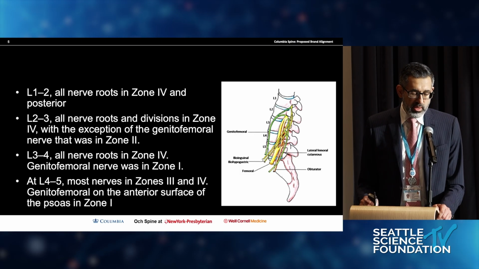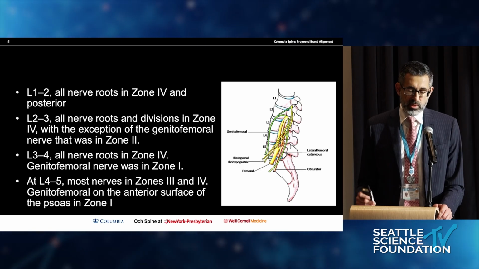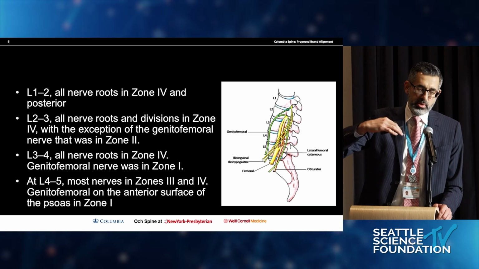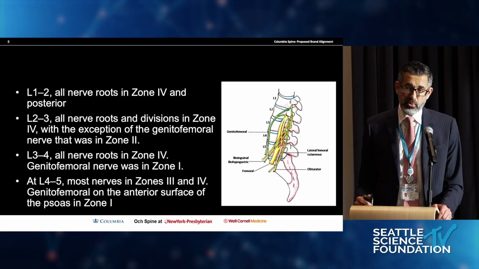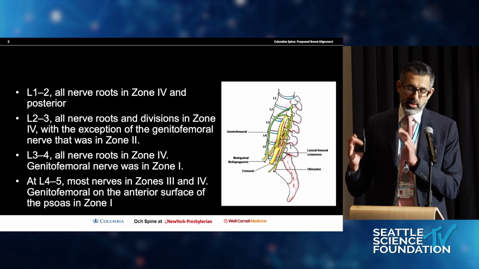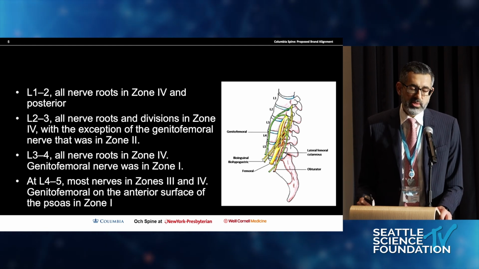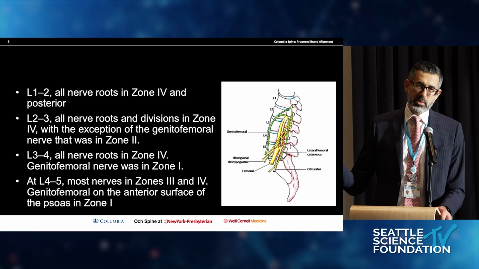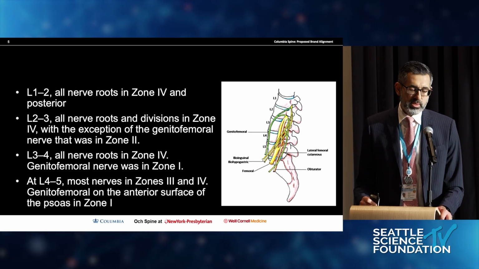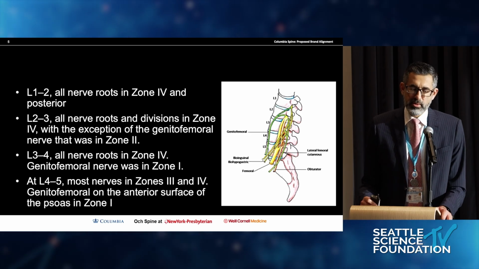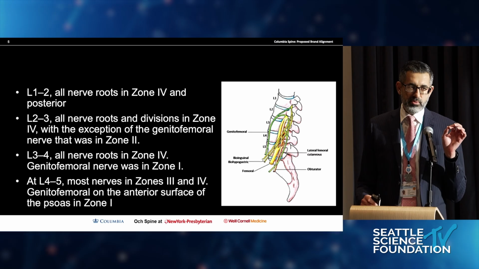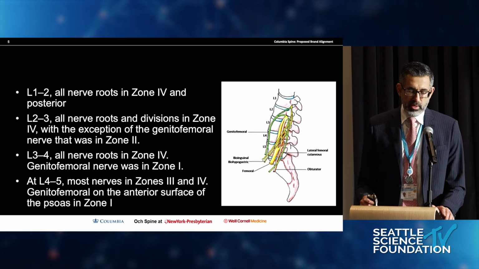L2-3, again, most of the nerves were posterior in zone 4, with the exception of the genitofemoral nerve, which does start to come more anterior. Same thing with L3-4, the genitofemoral nerve can be a bit more anterior. Most of the mid disc is safe. And L4-5 is the tricky one where the plexus does come up to almost even the mid body, and then you have the genitofemoral nerve in the front. So there is no true completely safe zone, but you do have zones where you have a lesser chance of nerve injury or fewer nerves across that section.